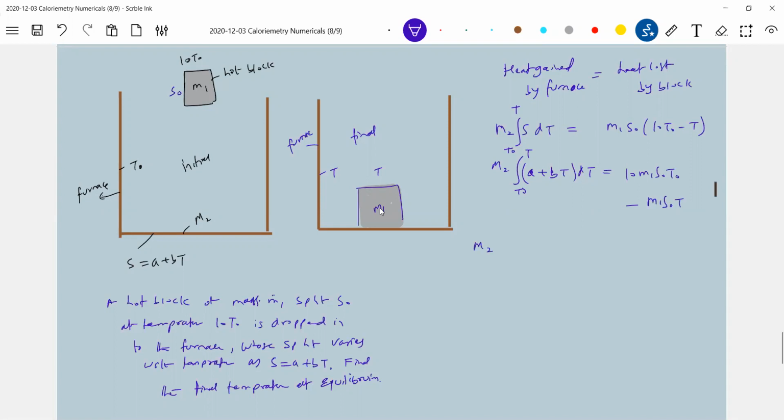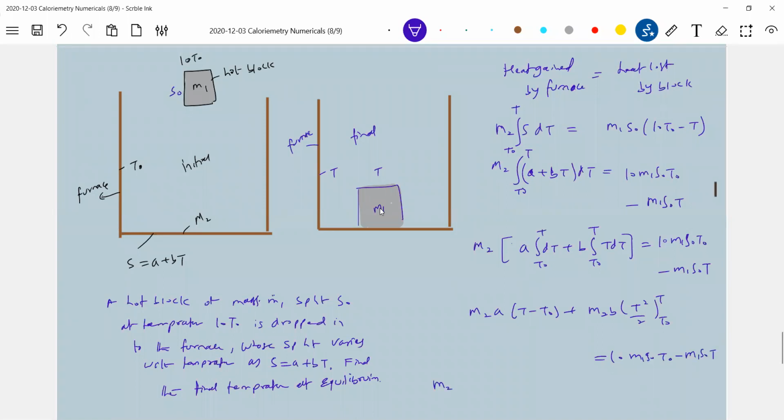Let's integrate this one. So M2 into this will be A dT plus B T dT. So this will be from T naught to T. So this will become M2A times T minus T naught plus M2B T square by 2, limits T naught to T. So this will be 10 M1 S naught T naught.